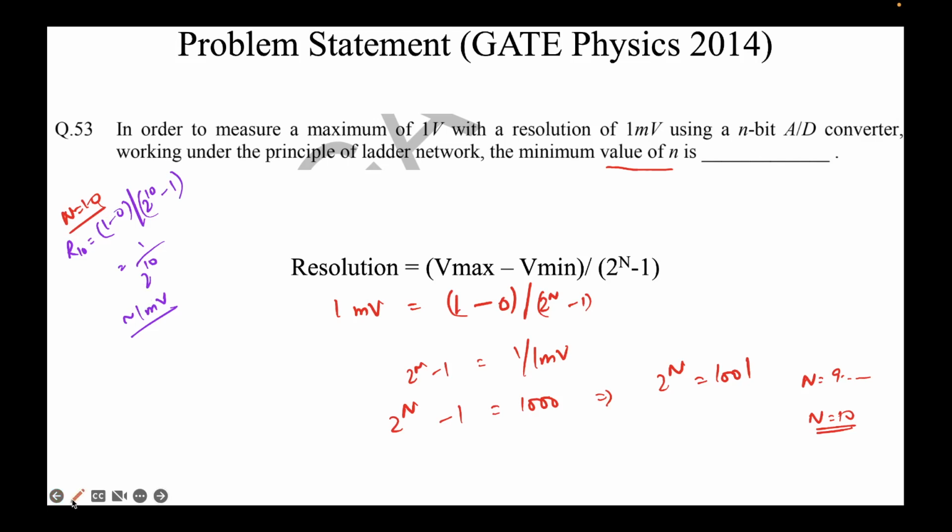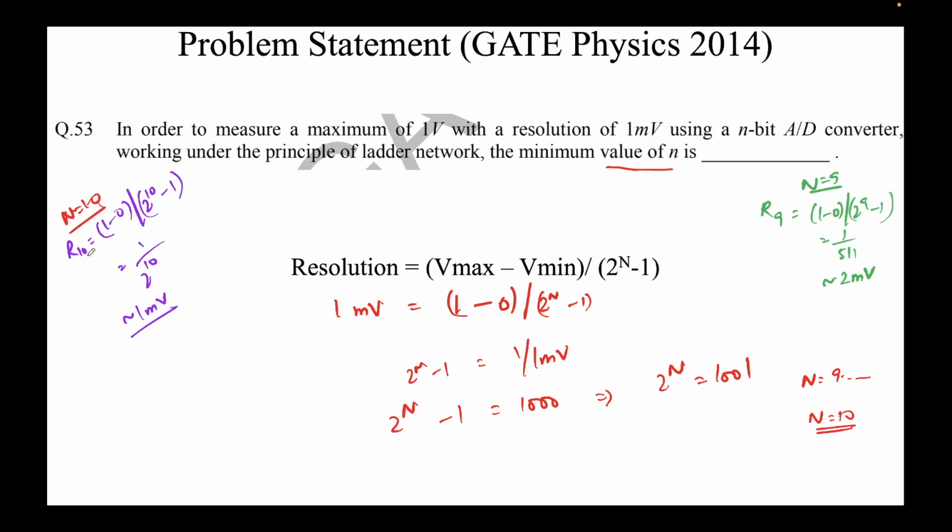However, if you were to do, let's say, n equal to 9, which I'm solving here, let's try to find out R9. This will be 1 minus 0 over 2 raised to the power 9 minus 1. This will be 1 over around 511 actually. So if it's around 511, this will approximately come out to be around 2 millivolts. Almost double that. But we need the resolution of 1 millivolt. The lower the resolution value, the better. And in order to achieve a resolution of around 1 millivolt, we must use 10.